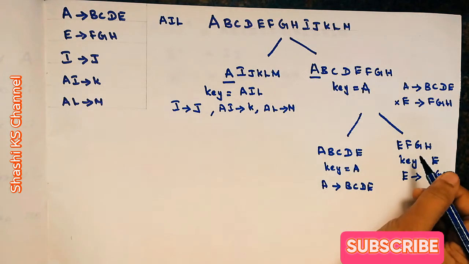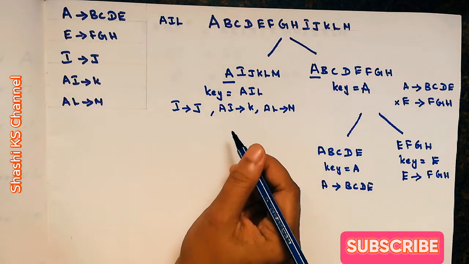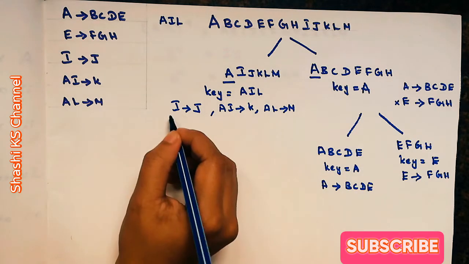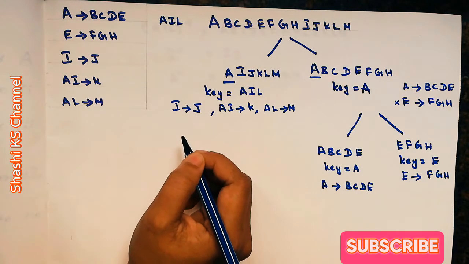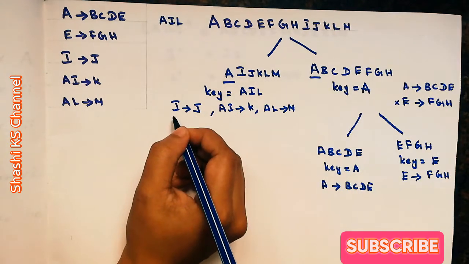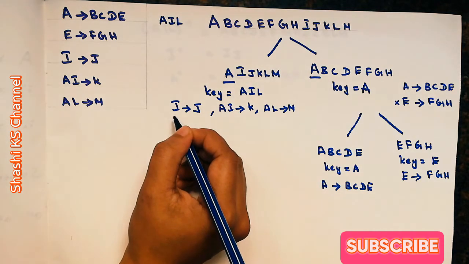So now we have got two relation schemas. Now we'll move to the left hand side and check out the other things. Now here we have I determines J. For I determines J, the key is AIL, but the left hand side consists of the attribute I. So here it is not in BCNF form.